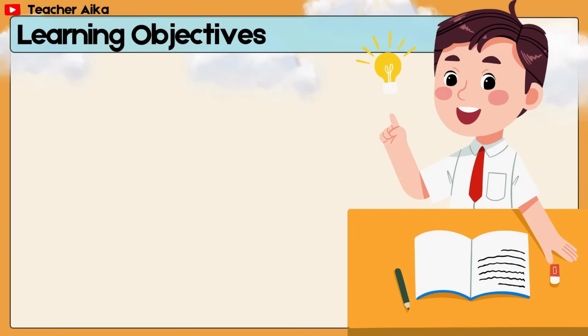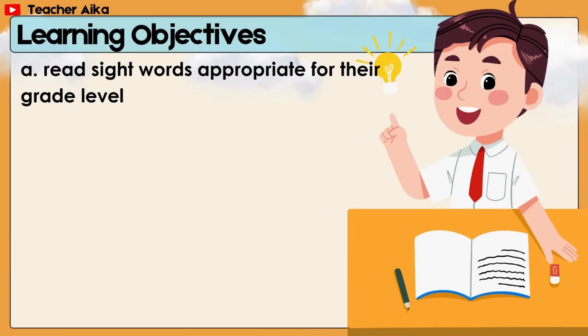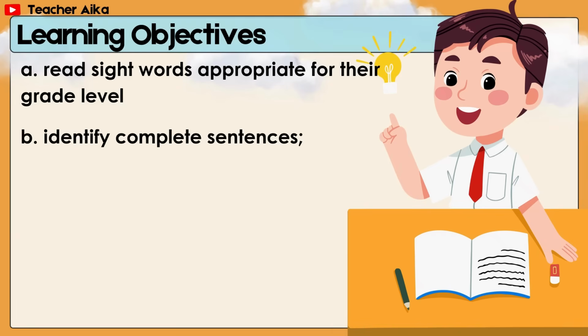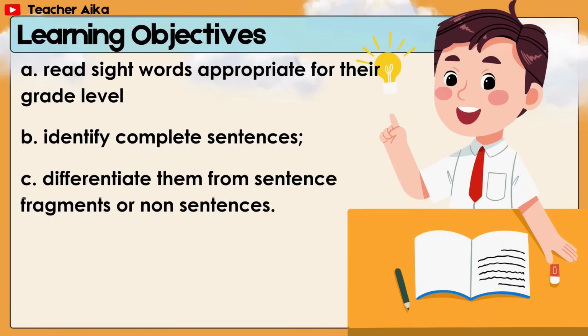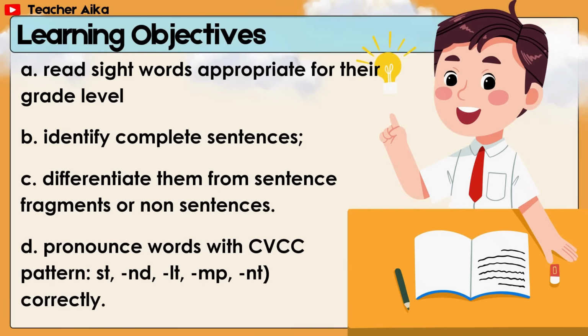Learning objectives. A. Read sight words appropriate for their grade level. B. Identify complete sentences. C. Differentiate them from sentence fragments or non-sentences. And D. Pronounce words with CVC pattern, ST, ND, LT, MP, NT correctly.